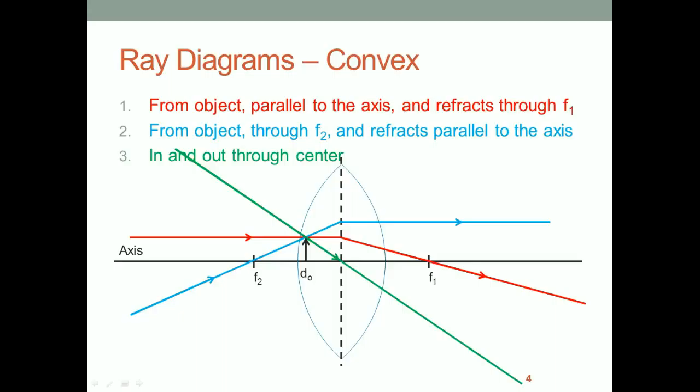I can get a virtual one. To find a virtual one, I take the three outgoing rays and backtrack them to the other side of the lens. Here is the red one. There is the blue one. The green one is on itself. So right here is my image. It is virtual, it is upright, and it is larger.